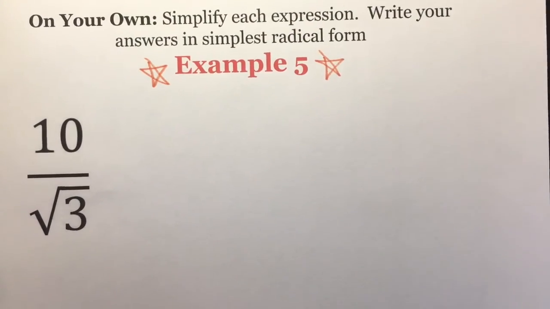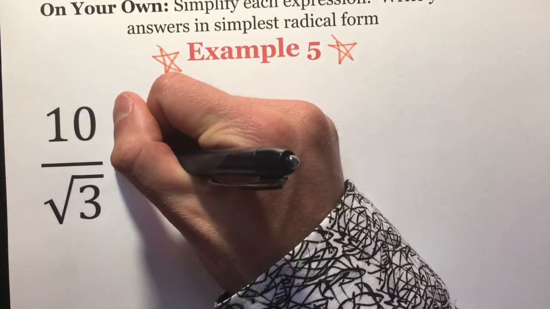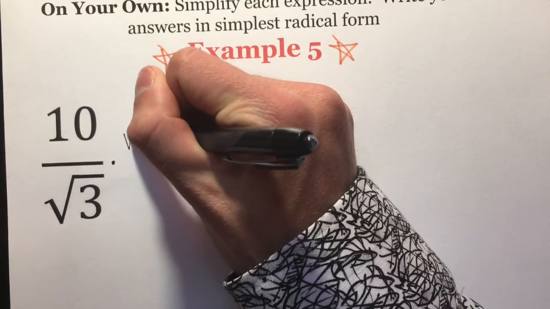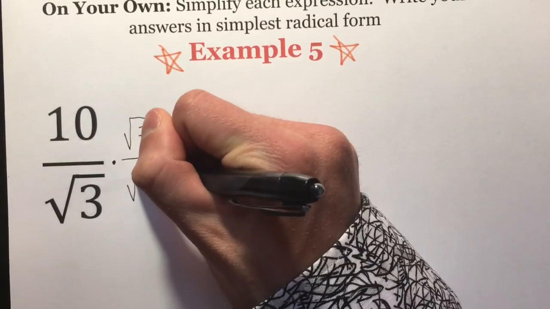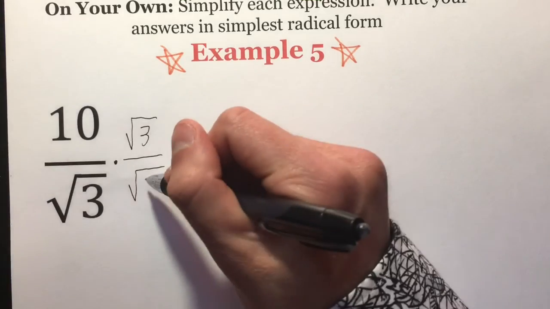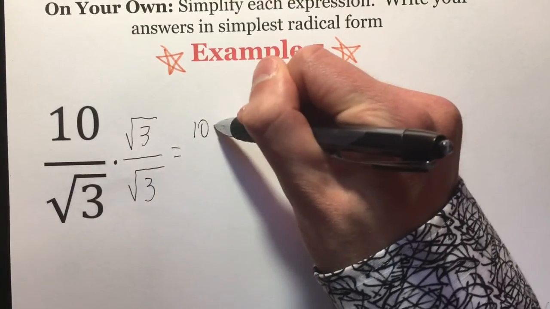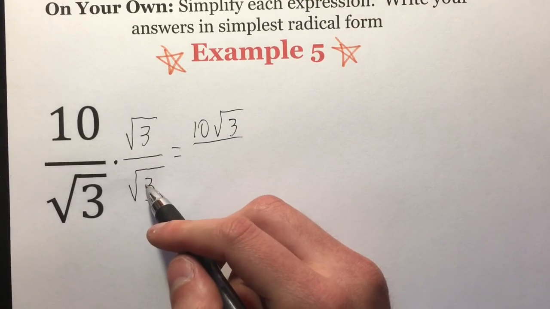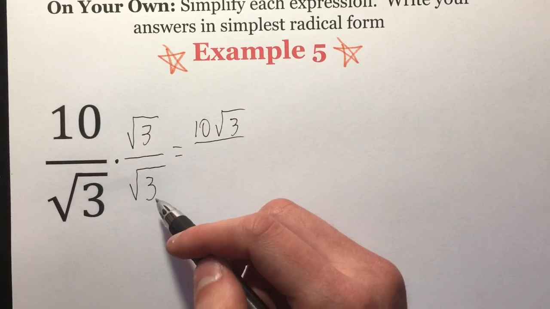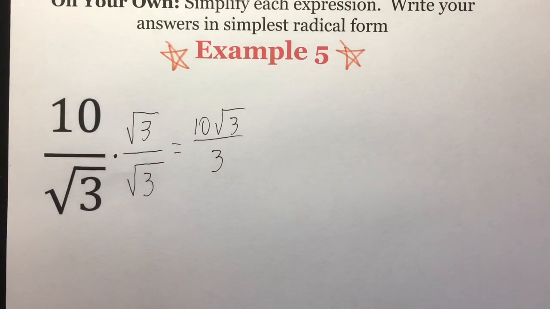And for the last example, we have 10 over the square root of 3. Again, we just want to multiply this by 1, so we're not changing the value. So the way we're going to get rid of the radical in the denominator is just multiply it by itself. So we get 10 square root of 3 over, well, root 3 times root 3 is just going to be root 9, and the square root of 9 is 3. And that's in simplest form.